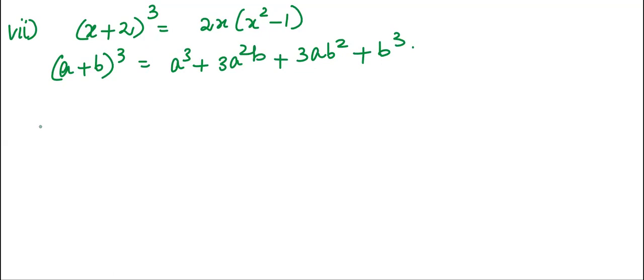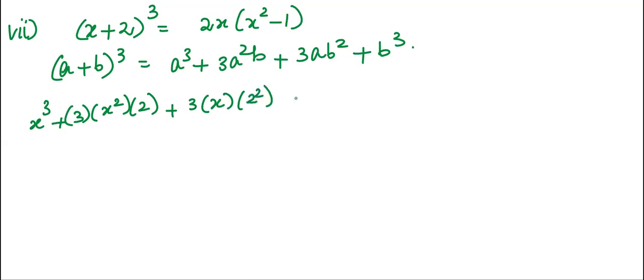So now let's put it in the formula. So that will be x cube plus 3 into a square, a will be x square, b will be 2, plus again 3 into a will be x, b square will be 2 square, which is equal to 2x into x square minus 1.